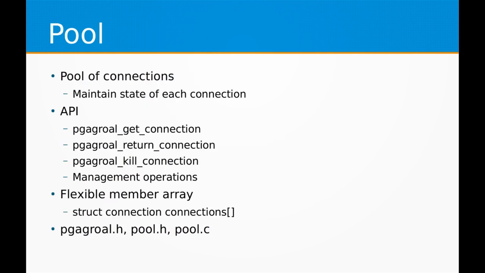During authentication, we need a connection, and this is where the pool component comes into play. The pool maintains the state of each of the connections. It provides an API to the rest of the system, like getting a connection, returning a connection, or even killing a connection. It also has methods for management operations. The connections are done as a flexible member array, such that only the memory required for the specified maximum number of connections is allocated. This keeps the overall memory requirements for pgagroal down.